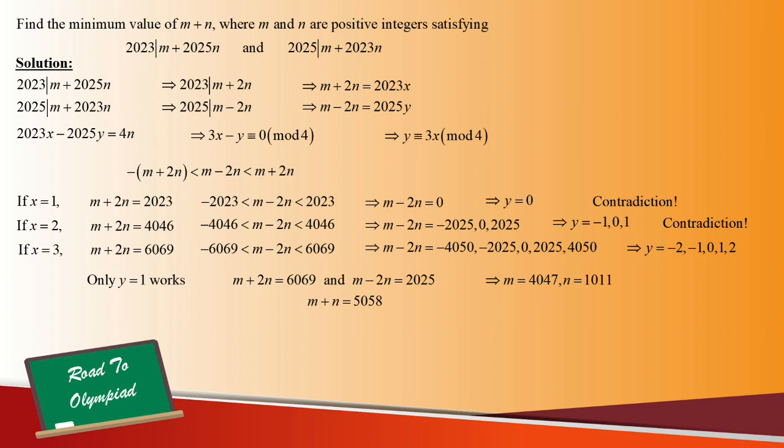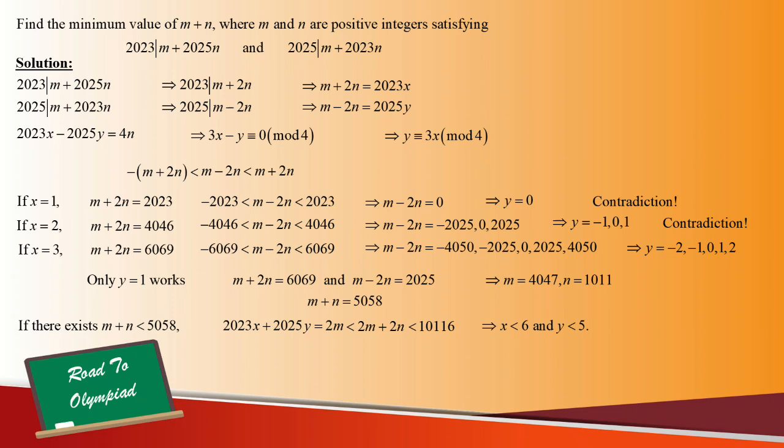Now we want to claim that 5058 is the minimum. We assume to the contrary that there exists a smaller sum that is less than 5058. Then the sum 2023x plus 2025y, which is equal to 2m, is less than 2m plus 2n since n is positive, which is 2 times m plus n. So it must also be less than 2 times 5058, which is equal to 10,116. This gives us a bound on the values of x and y, as in x must be less than 6 and y must be less than 5.